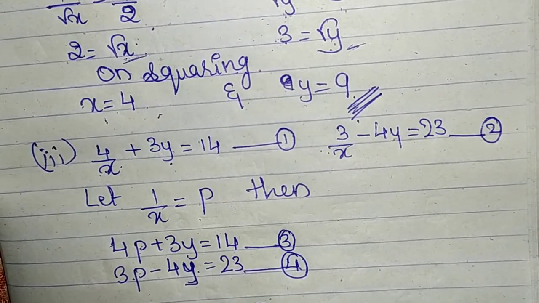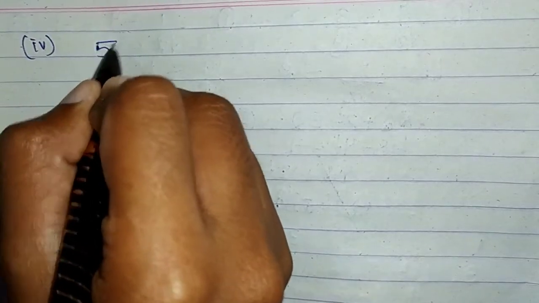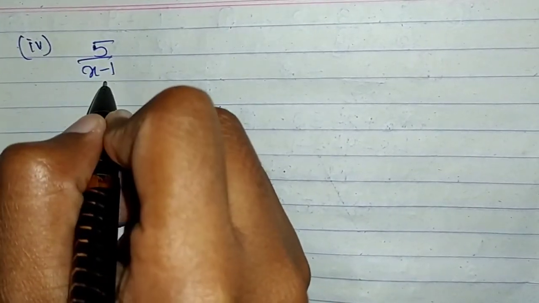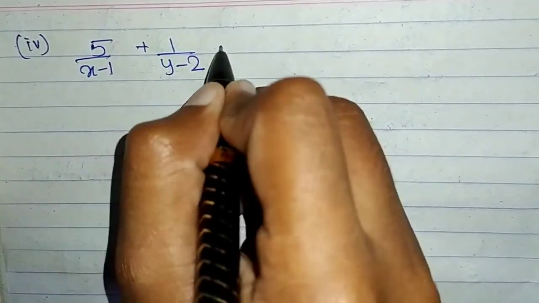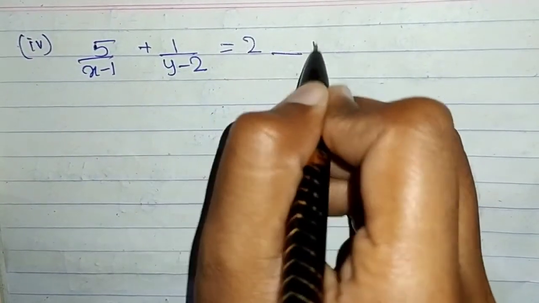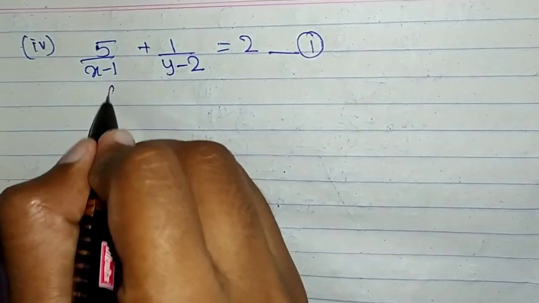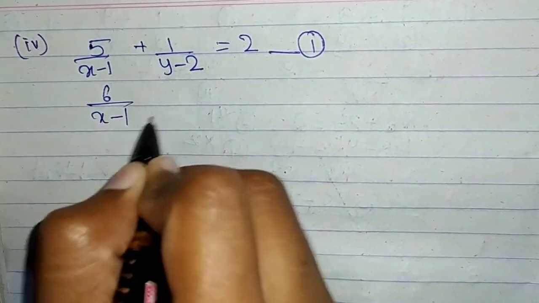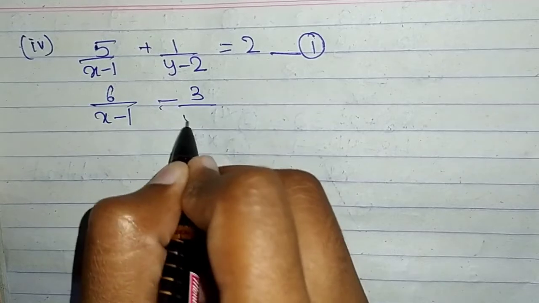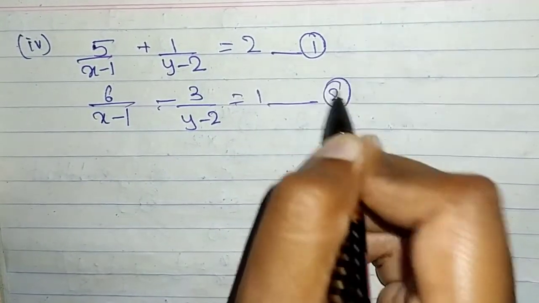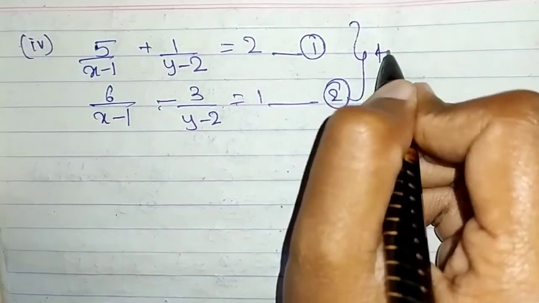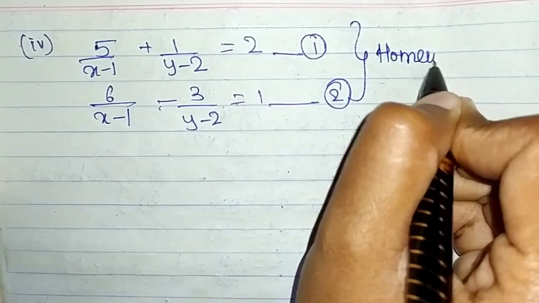Similarly, in the fourth sub question, we have 5 by x minus 1 plus 1 by y minus 2 is equal to 2. This is the first equation. And 6 by x minus 1 minus 3 by y minus 2 is equal to 1. This is the second equation. Solve this question as your homework.